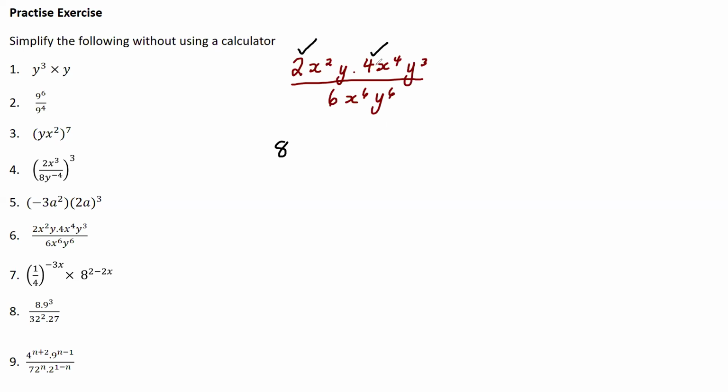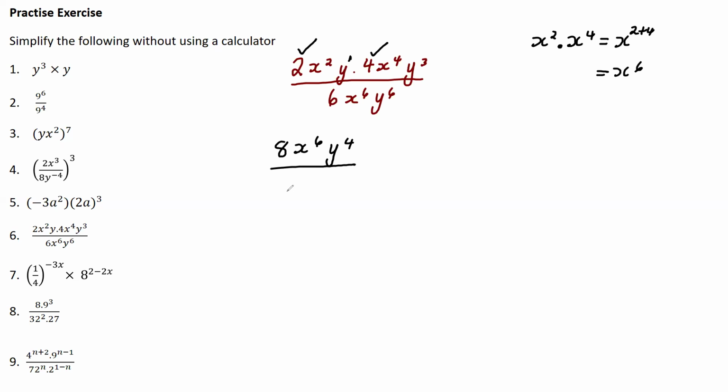Then there's x squared, then there's x to the power 4. So there's x squared multiplied by x to the power 4. As long as the bases are the same and there's multiplication, the powers add. So I end up with x to the power of 6, 2 plus 4, which gives me x to the power of 6. I also have y, and then y to the power of 3. This is like y to the power of 1, then also y to the power of 3, which gives me y to the power of 4. The powers add as long as the bases are the same and there is multiplication.